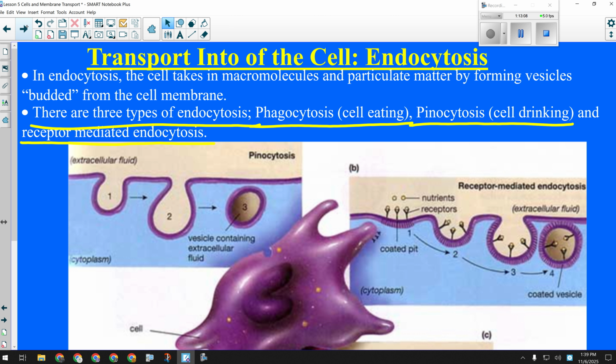I'm never going to ask you an application question about this. You just need to know which one's happening, like a multiple choice or maybe a numerical response kind of question. Okay, just be able to know, oh, it was taking in food, that's phagocytosis. Okay, oh, it was taking in water, that's pinocytosis. That's all. This is memorize and regurgitate. This is not apply.